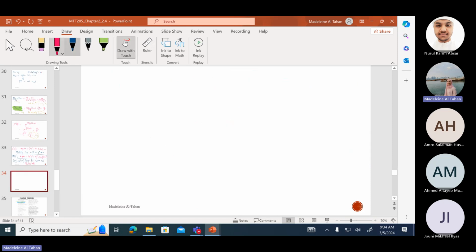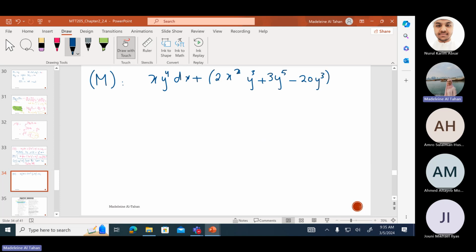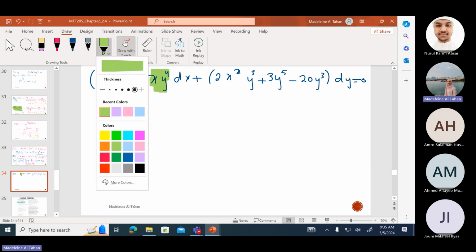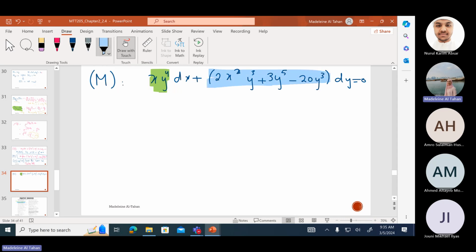Now, again, let's write our new ODE. It is xy^4 dx plus (2x^2y^3 + 3y^5 - 20y^3) dy equals 0. This one is our M, and this one is our N. This is the new M and the new N.